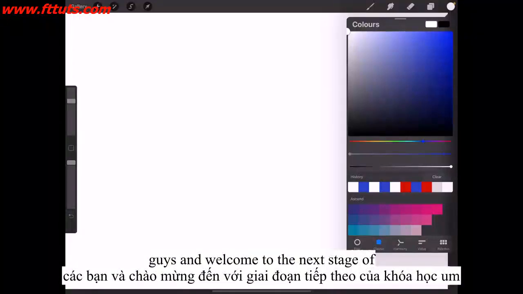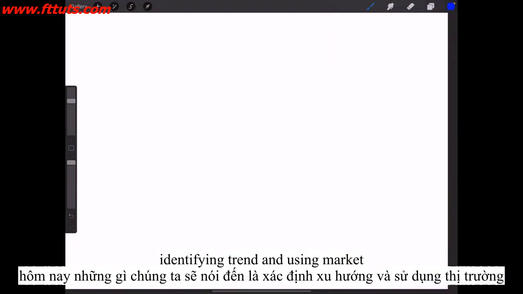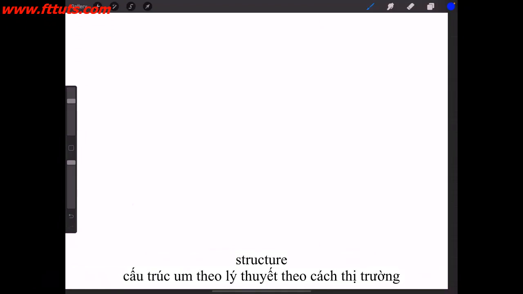Guys, and welcome to the next stage of the course. Today what we're going to talk about is identifying trend and using market structure.